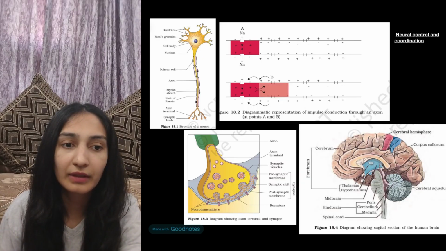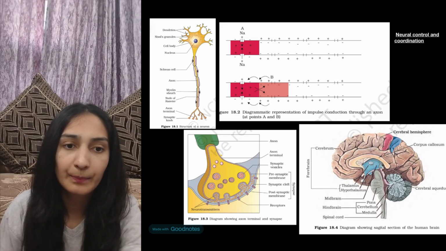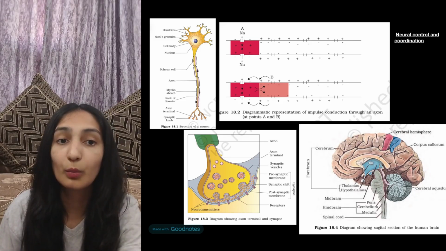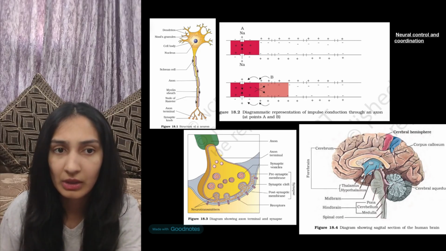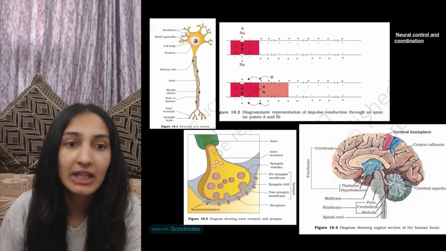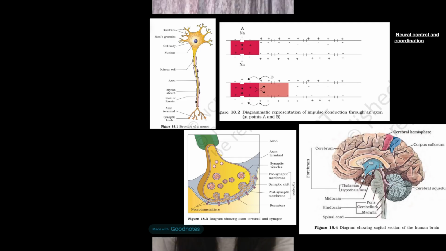Moving on, we have neural control and coordination. So figure 18.1 depicts the structure of a neuron. Starting off with dendrites, then we have the Nissl granules, which you can see as tiny bodies present in it. Then we have cell body, nucleus. Then we have the Schwann cells, axon, myelin sheath. Then we have the nodes of Ranvier.